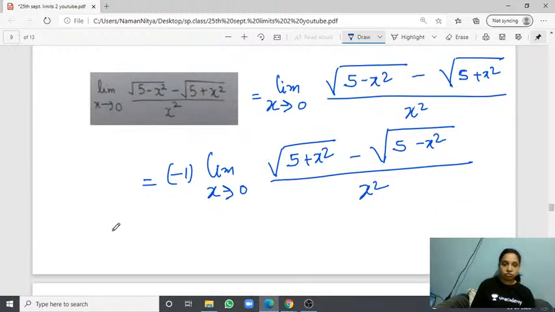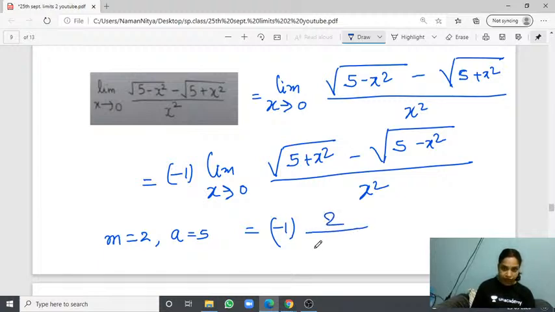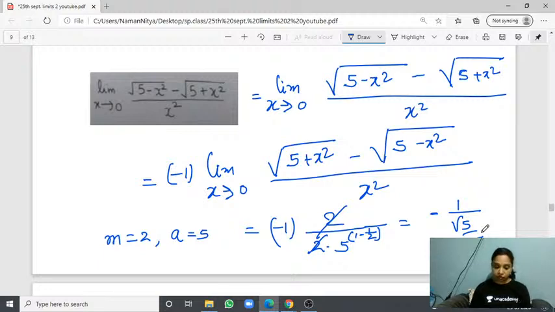So for this particular question, what is my m? M is 2. What is my a? A is 5. So what will be the answer? It is going to become minus 1 as it is. Yes, 2 divided by m, which is 2, into 5 power 1 minus 1 by 2. So this is nothing but 2 will get cancelled. I'll get minus 1 by root 5. Minus sign will also come. Okay, Karthik?